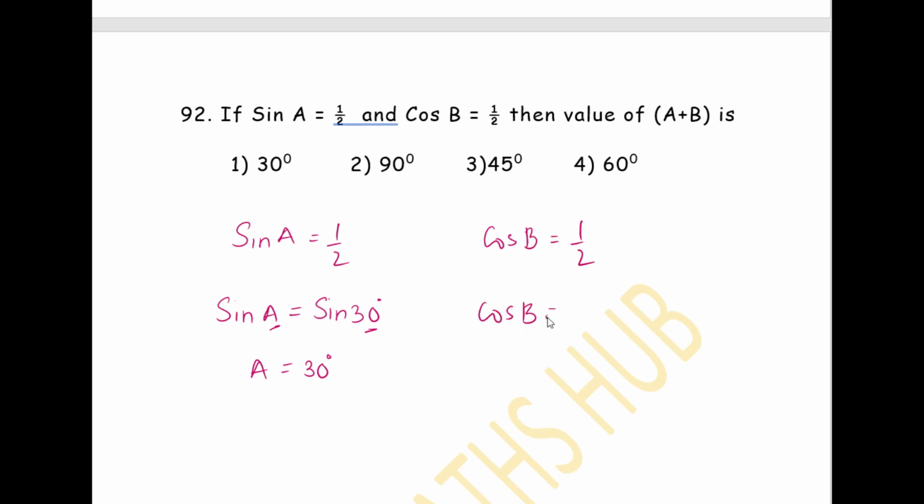In the same way, cos B equals 1 by 2. Cos B equals 1 by 2 in terms of cos is cos 60 degree. Therefore angle B equals 60 degree. Now what is A plus B? Angle A plus B equals 30 degree plus 60 degree, which is equal to 90 degree. Therefore the correct answer is option 2.